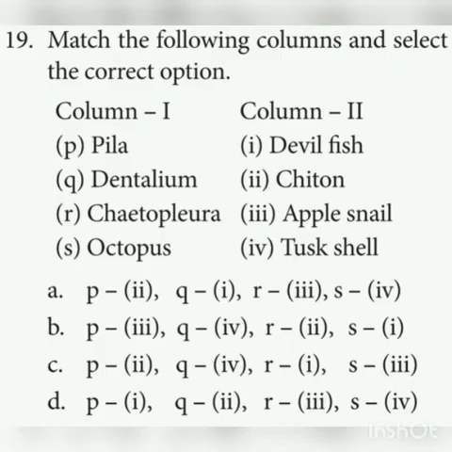And 19th one, match the following columns and select the correct option. In your public exams, questions like this will be asked. Pila means apple snail, so you can choose easily. The option is B. Pila, apple snail. Dentalium is tusk shell. Chitopleura is a chiton. Octopus is a devilfish.